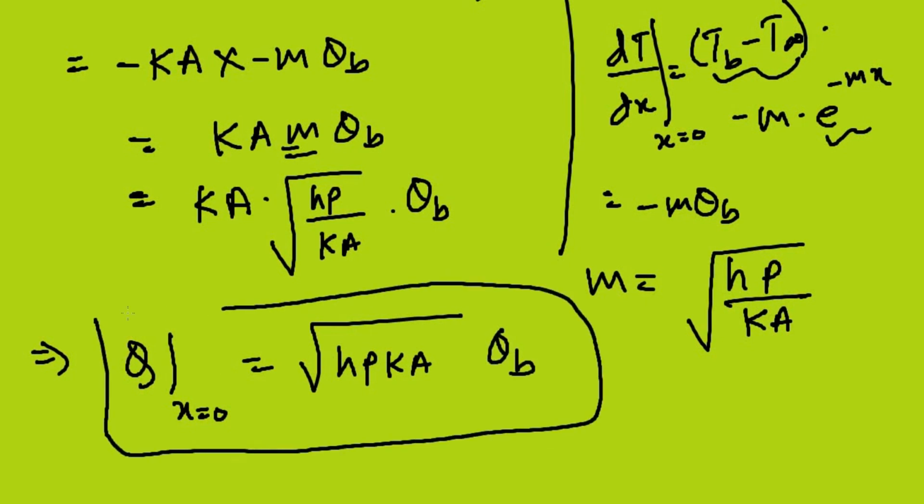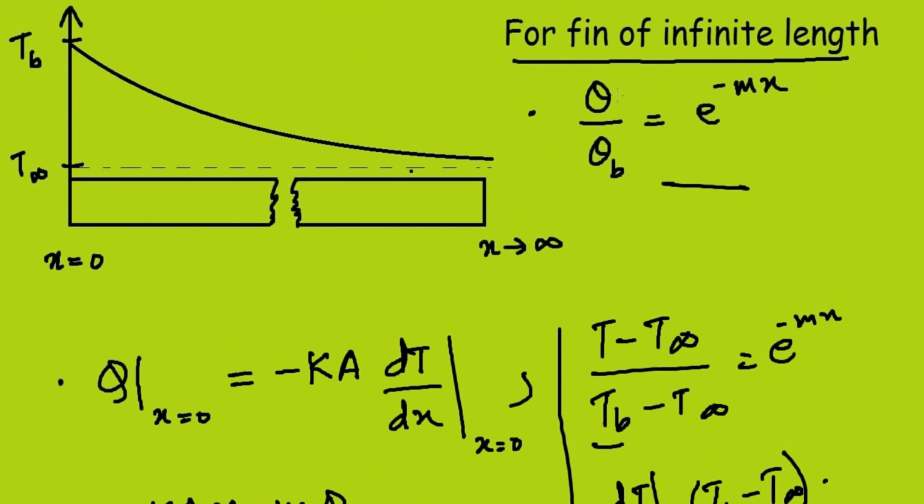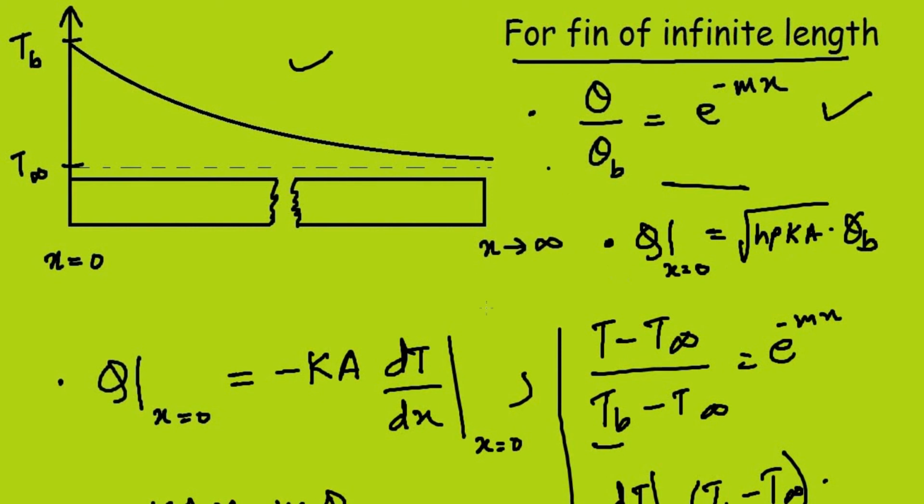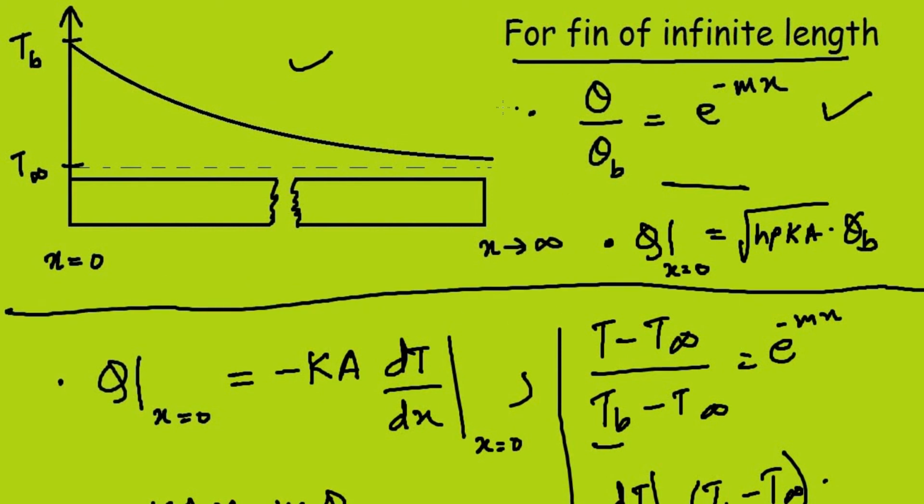So this is the final result for Q, that is the heat transfer rate due to conduction from the base of the fin. So the three important results for a fin of infinite length are this temperature distribution equation, this expression for heat rate due to conduction, Q at x equal to 0 equals root over hPkA times theta b, and this temperature distribution curve.